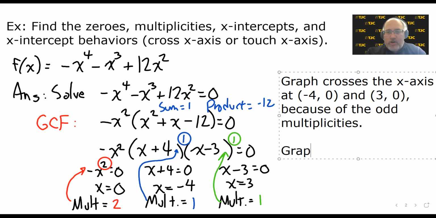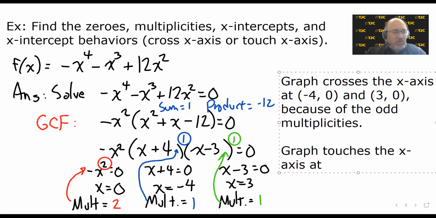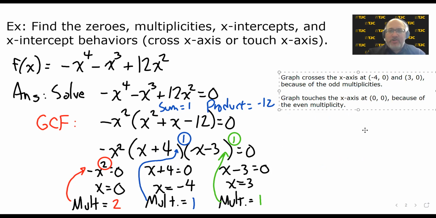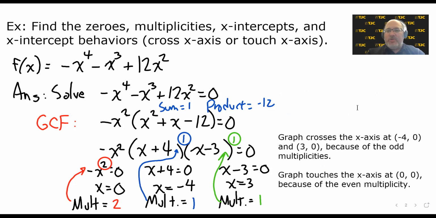And the graph touches the x-axis at 0, comma 0 because of the even multiplicity. Let's take that down a font size just because I think it'll look a little bit cleaner. 24 is what I was going for. All right, so there's the summary of the results.